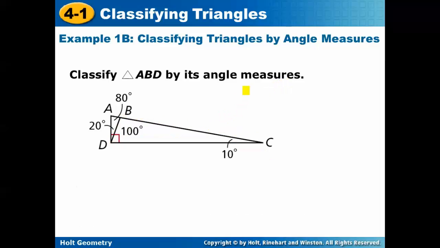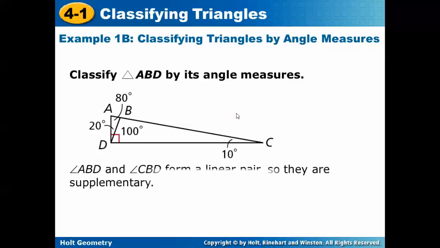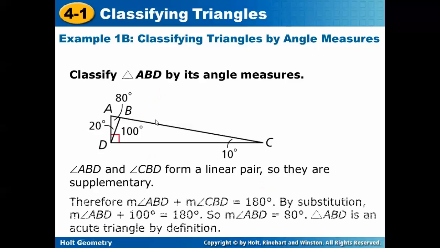We can look at the same triangle here and understand that angle ABD and CBD form a linear pair, so they are supplementary angles. So, knowing that, we can see that ABD and CBD equal 180, and we can substitute knowing that we have 100 degrees here and 80 degrees on this side. So angle ABD, or triangle ABD, must be an acute triangle by definition.